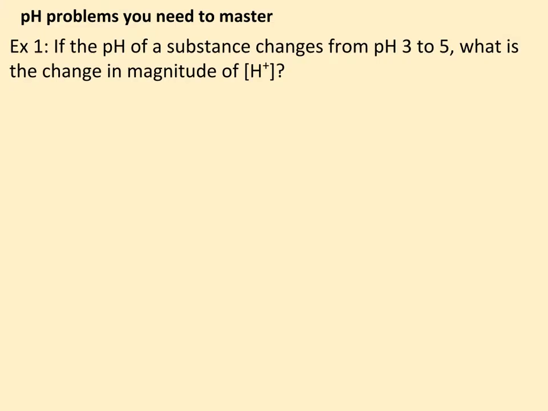So how do we use this to manipulate pH problems? Well, if the pH of a substance changes from 3 to 5, what is the change in magnitude of H plus? What you need to remember here is that you've changed from pH 3 to 4 to 5, so you've changed 2 units, but each unit is a 10-fold change, so this is really 10 to the second, or 100 times less in this case, because pH is getting higher. I've decreased my H plus by 100 times, or 100-fold.